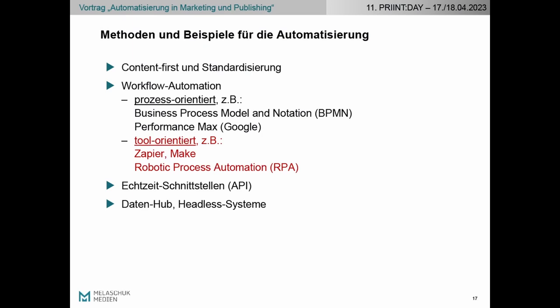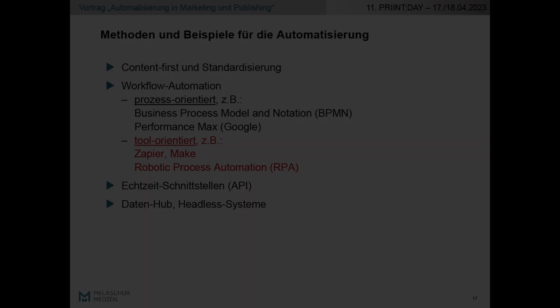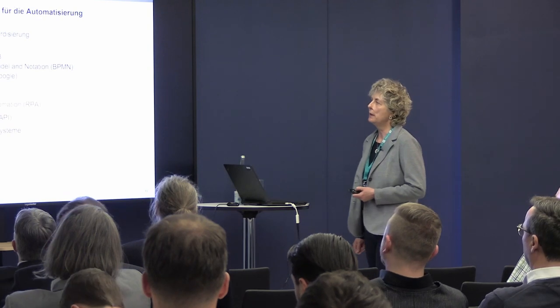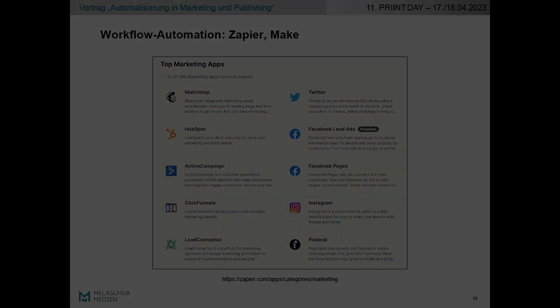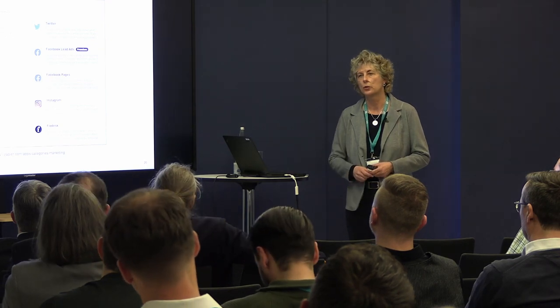Well, tool-oriented workflow automation, this is Zapier and Make as examples. These are platforms, Zapier and Make, that can integrate certain tools as standard applications and actually compose them into a workflow. With Zapier, I think they have thousands of applications and tools that are integrated as a standard.